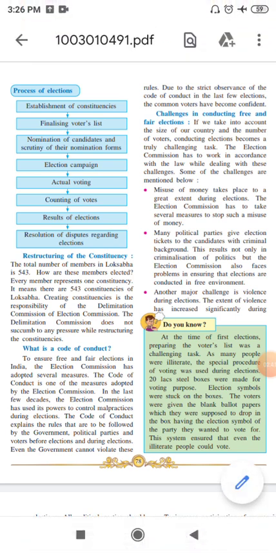Next, nomination of candidates and scrutiny of their nomination forms. So that is very important. Nomination of candidates and scrutiny of their nomination forms, that is, whether the form is totally filled up and what type of loopholes are there, whether everything is okay. So all these things will be checked by the election commissioner.